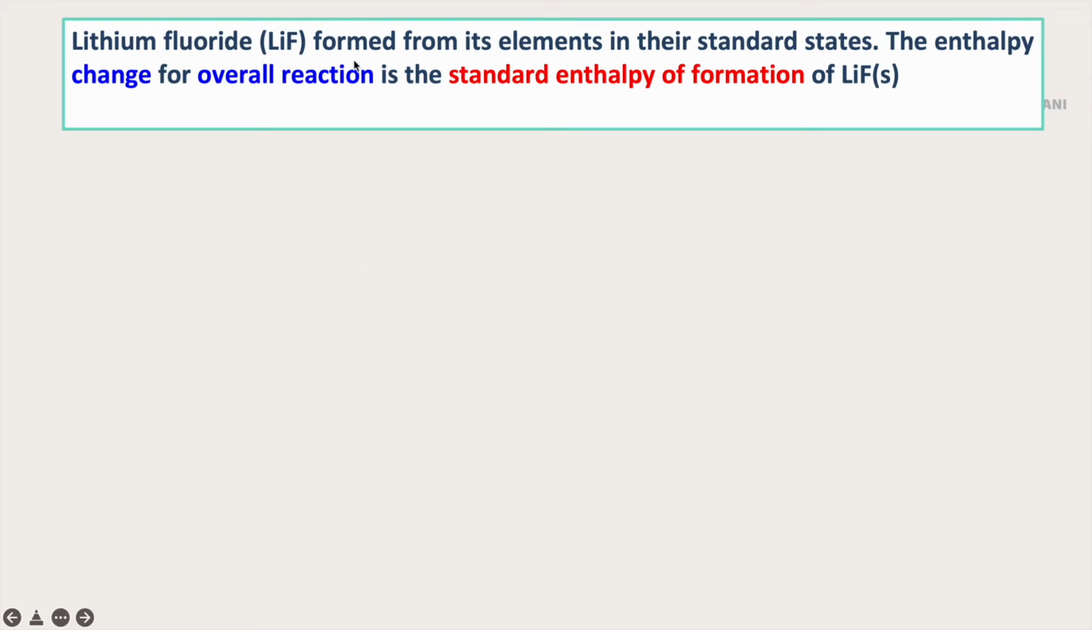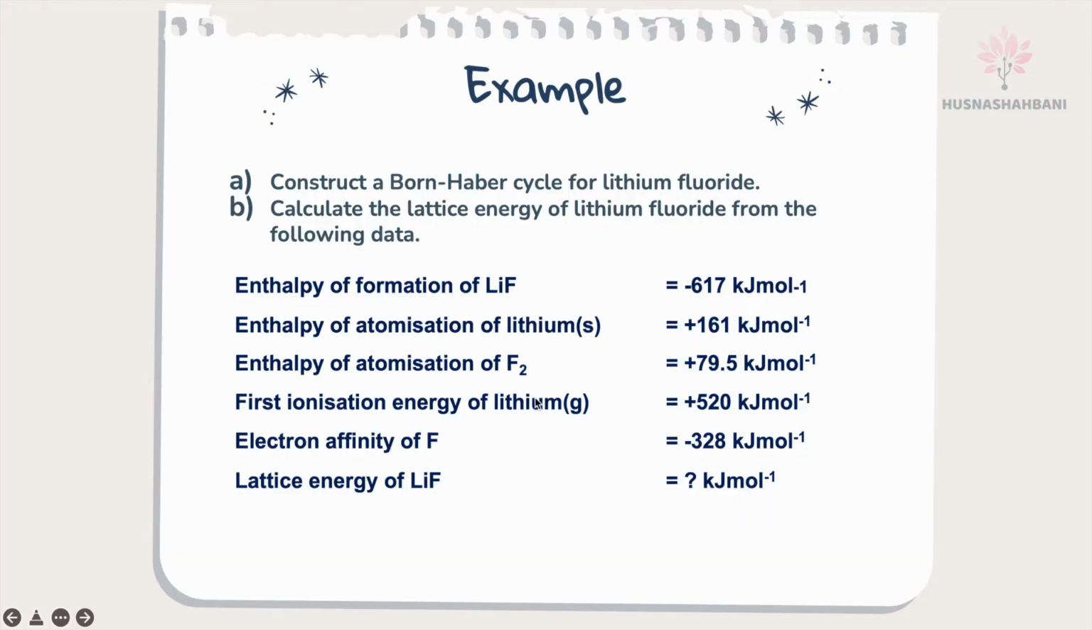Alright, so lithium fluoride is formed from its elements in their standard states. The enthalpy change for the overall reaction is the standard enthalpy of formation. So given the standard enthalpy of formation, from this data, you have to construct the chemical equation. In order to form LiF, you need Li atom, you need F atom.